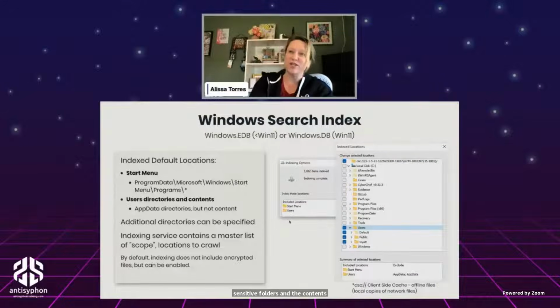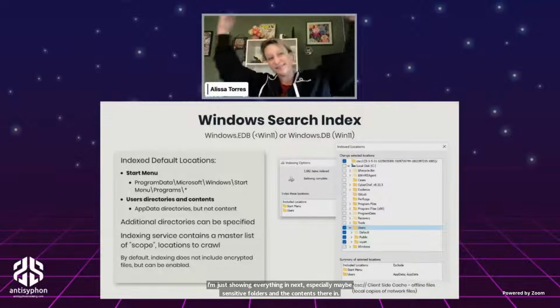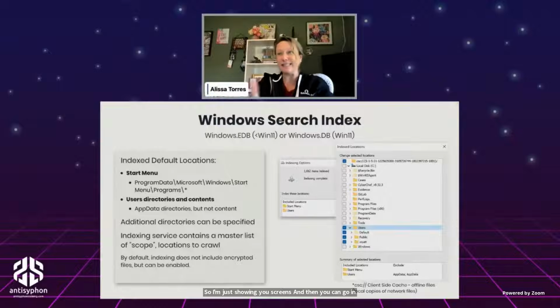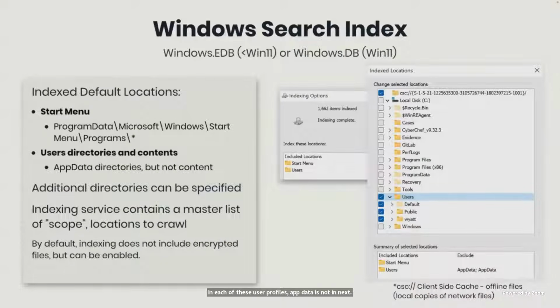So I'm just showing you screenshots of the defaults. And then you can go in and further expand because, say, the app data is actually deselected in each of these user profiles. App data is not indexed. What I saw were the directories, but the contents of those directories not indexed. So yeah, again, I'm going to show you some screenshots. By default, encrypted files are not included. Being able to crawl through those encrypted files is something that you can enable, but then you have to contend with what type of encryption.